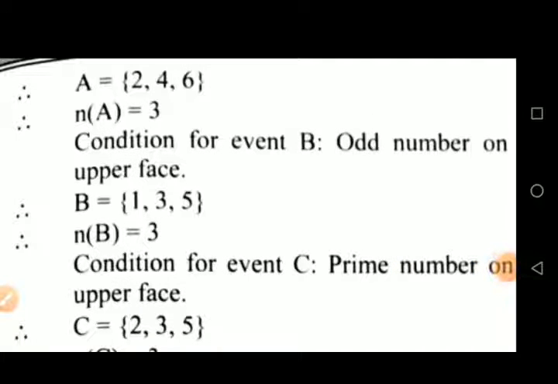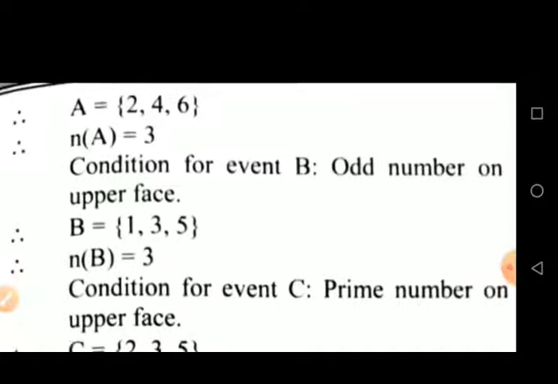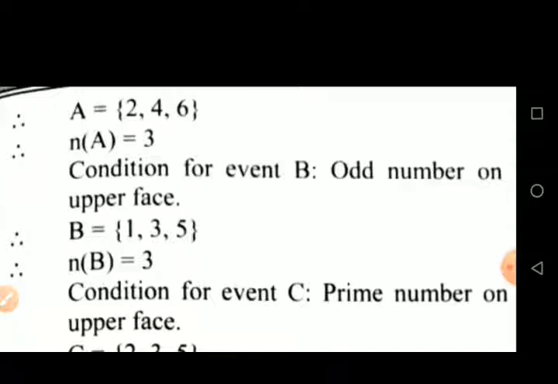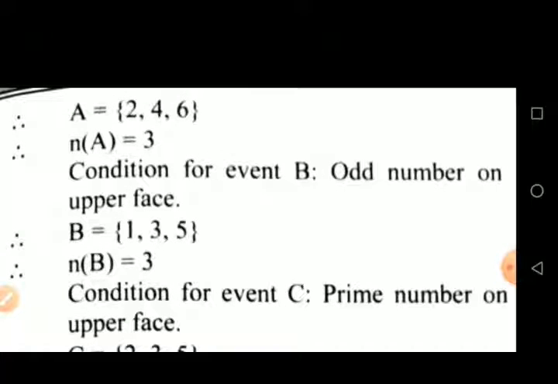Now, event A, even number on the upper face. From the sample space, collect the sample points which are even. A is equal to {2, 4, 6} and n(A) is equal to 3. Event B, the condition for event B is odd number on the upper face. B is equal to, collect the odd numbers from the sample space, and the sample points are 1, 3, 5. These are odd numbers and n(B) is equal to 3.